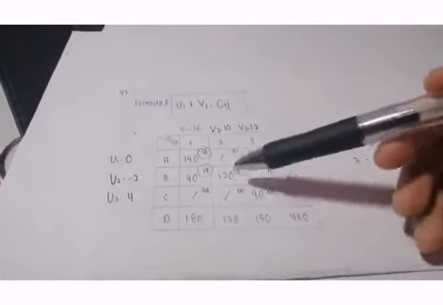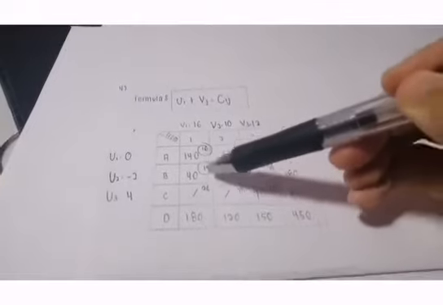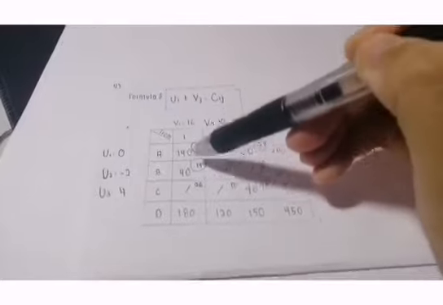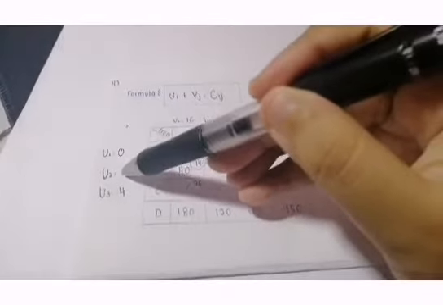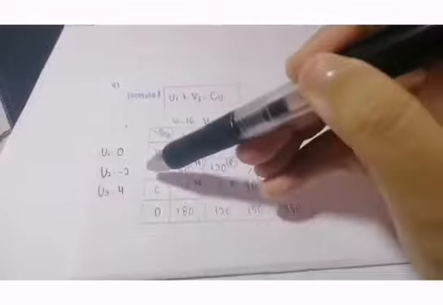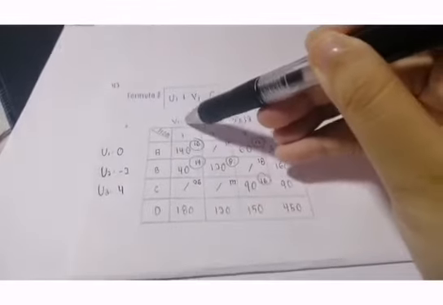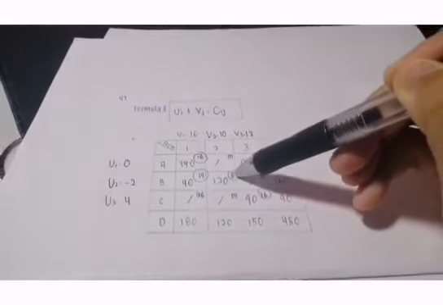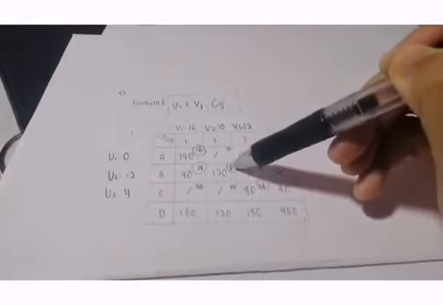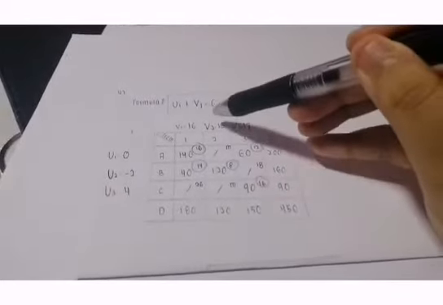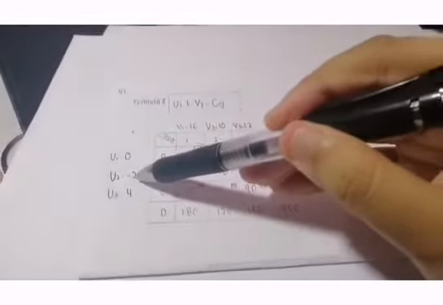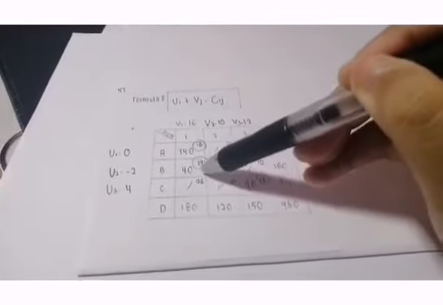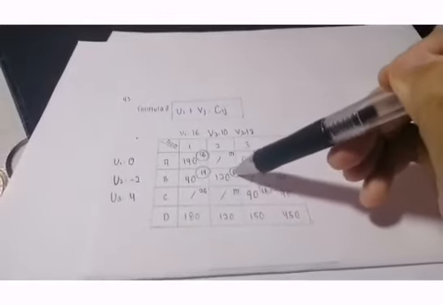Next, look at the second row. This one, this one. To get 14, where the value of V1 is 16, we have to put negative 2 in U2. So negative 2 plus 16 gets 14. For this one, Cij is 8. To get 8, where U2 is negative 2, we put 10 here. Negative 2 plus 10 gets 8.